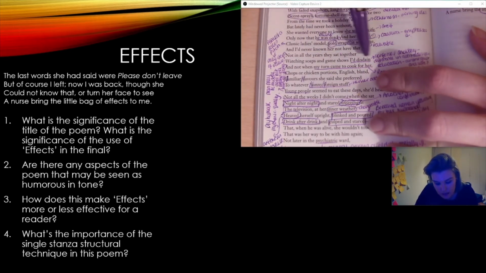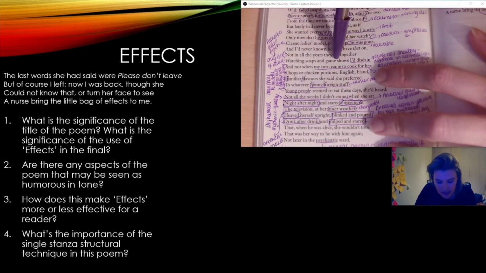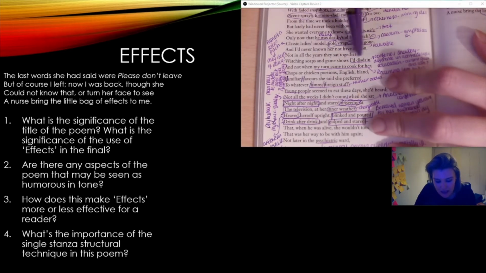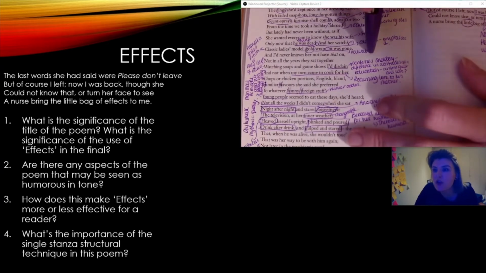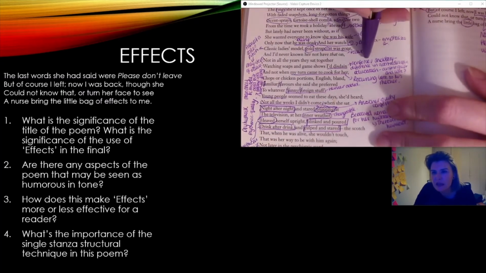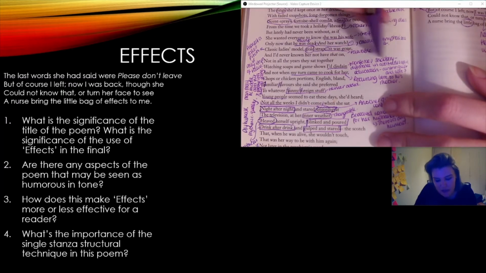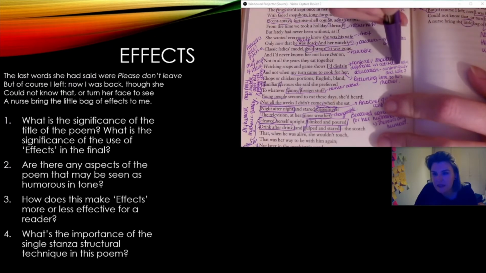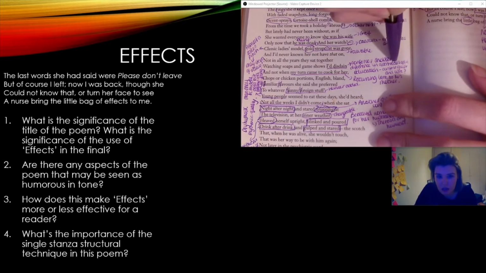Watching soaps and game shows I disdain. So this was something that his parents did together, soaps and game shows. When he says I disdain, there's almost a confessional feel to this here, a snobbery about the fact that he would look at these kind of game shows and soaps with disdain, and maybe that different attitude is being revealed here, a different attitude because of maybe generational gap.